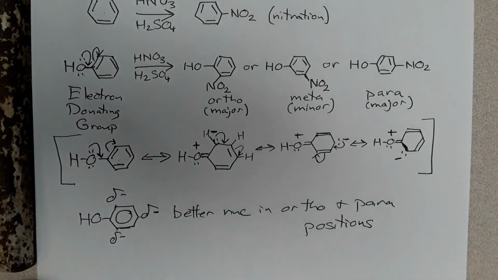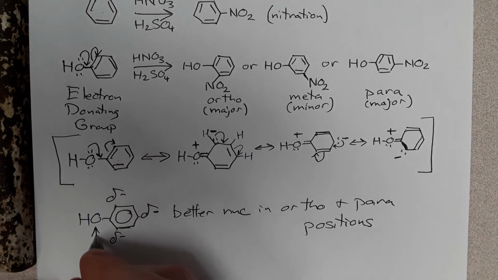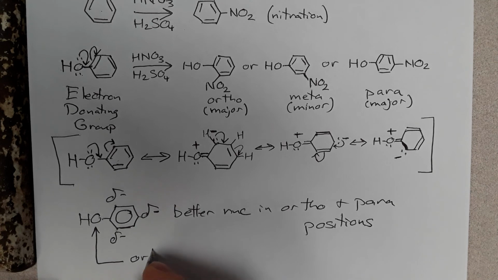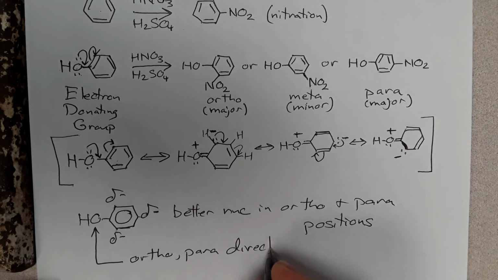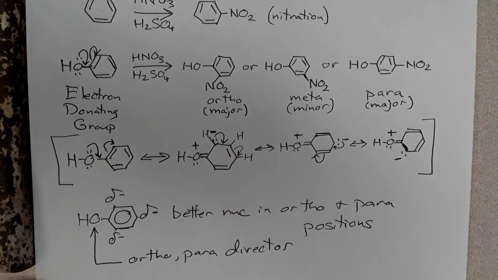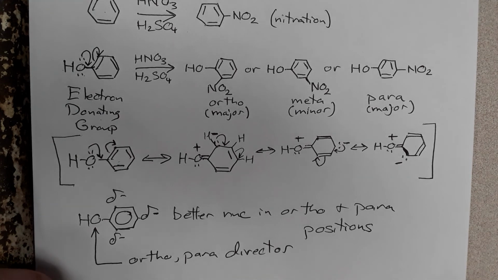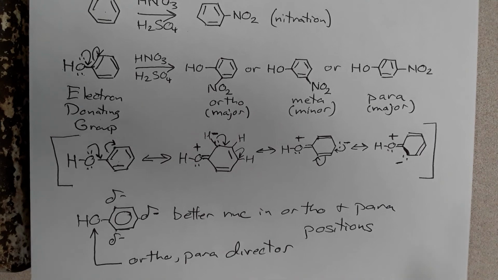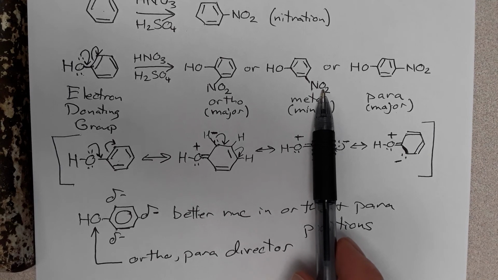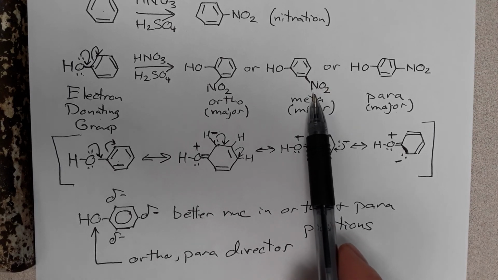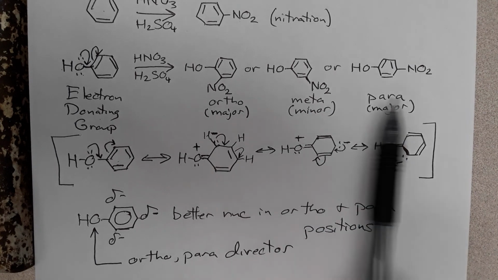So what we say then is that this electron donating group right here, this is an ortho para director. It is directing the electrophile that comes in to the ortho positions and the para positions. And so it's not distinguishing, and so you will get a bunch of ortho and a bunch of para and not very much meta. But there is definitely some regio preference here for the ortho and para positions.